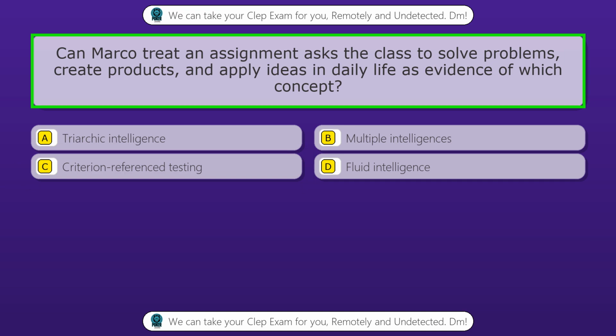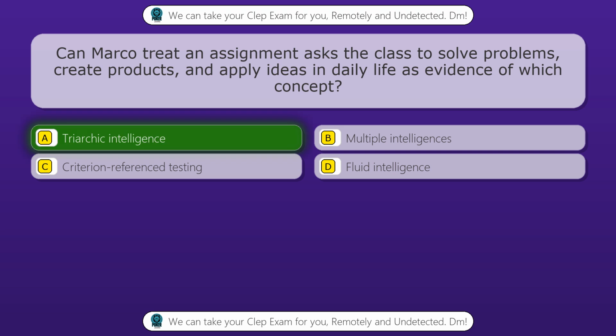Question 25. Can Marco treat an assignment that asks the class to solve problems, create products, and apply ideas in daily life as evidence of which concept? Option A, triarchic intelligence. Option B, multiple intelligences. Option C, criterion reference testing. Option D, fluid intelligence. The correct answer is option A, triarchic intelligence.